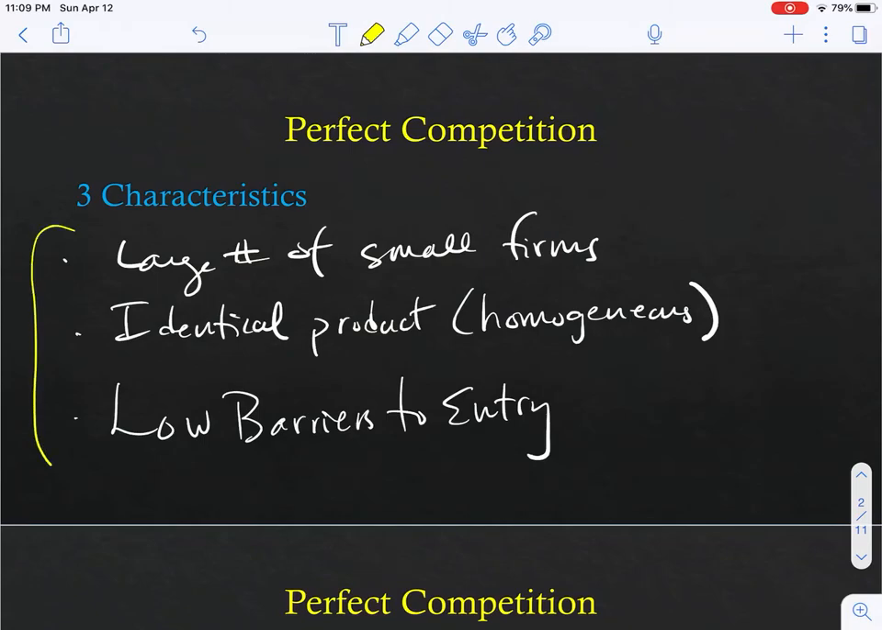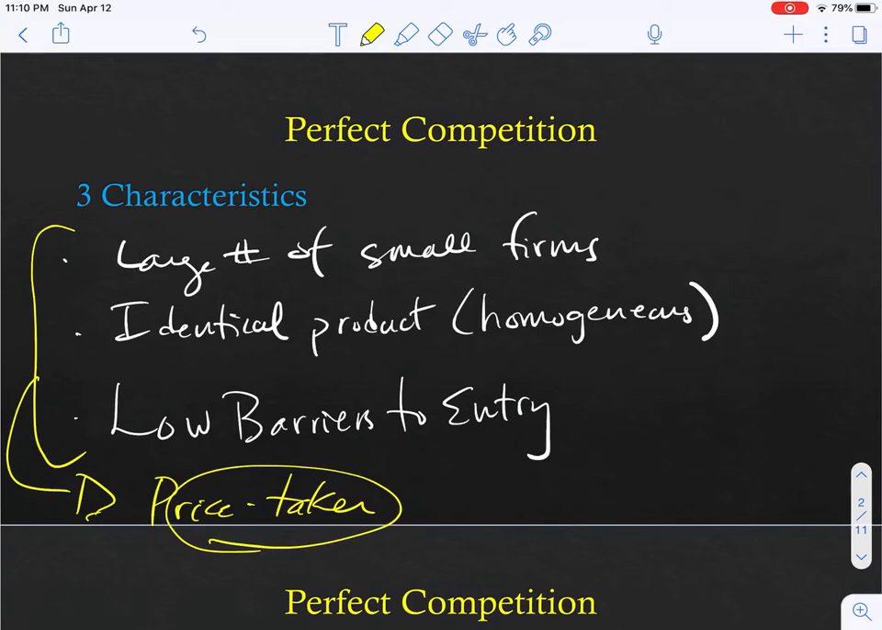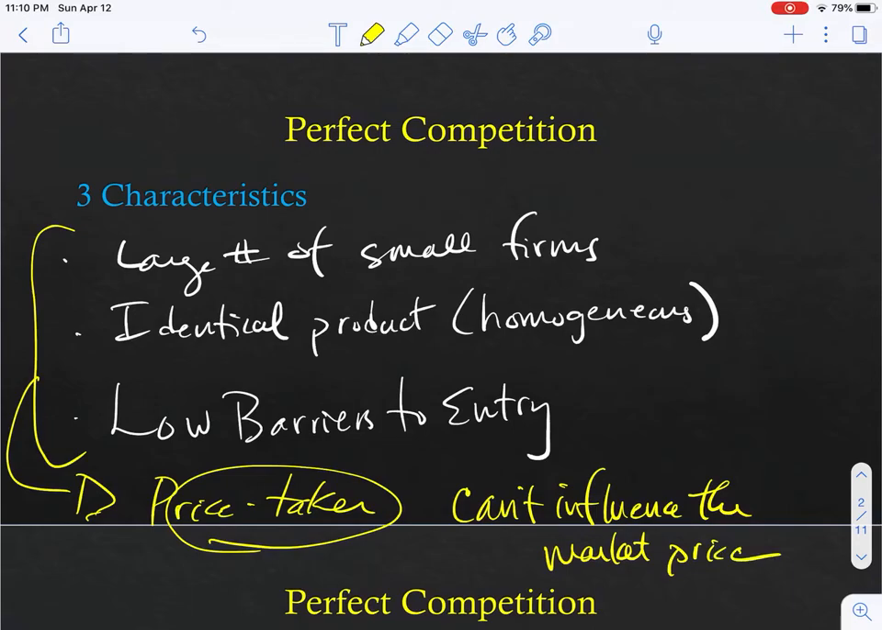So let me change colors here to make one other note. In this situation, where you have a large number of small firms producing exactly the same good in a market with low barriers to entry, that makes them what we refer to as a price taker. That is, they cannot influence the market price.